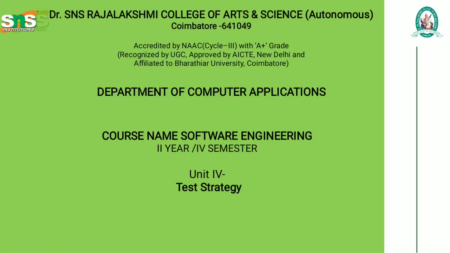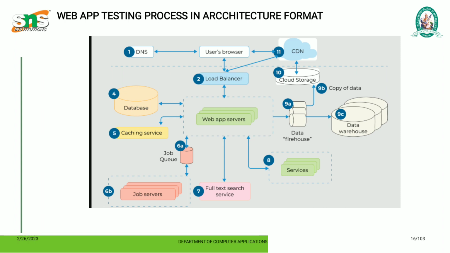Now let us see the next topic in software engineering. In the series of app testing process in an architectural format, let us see this diagram. Here there are app servers, which are meant for data warehouse services, full text search services, job servers, caching servers, database, DNS, and CDN, where there will be a load balancer which balances the load of every aspect of your website.